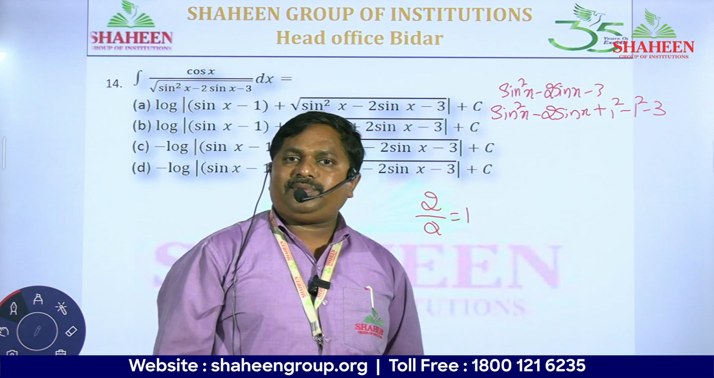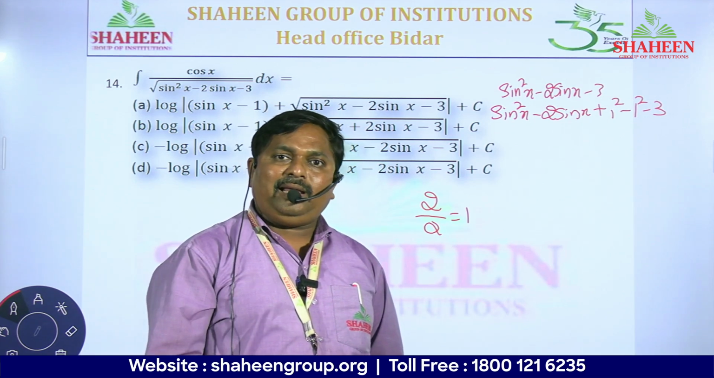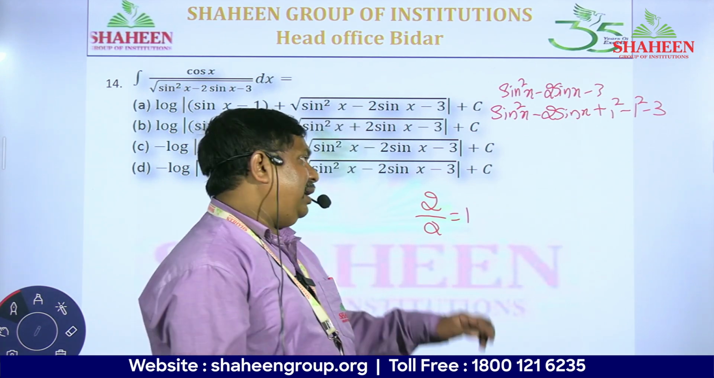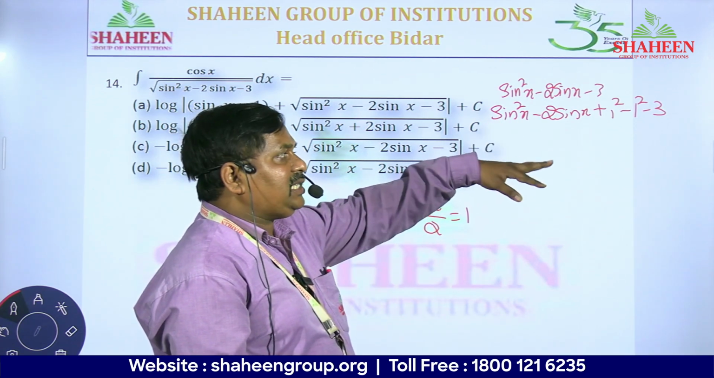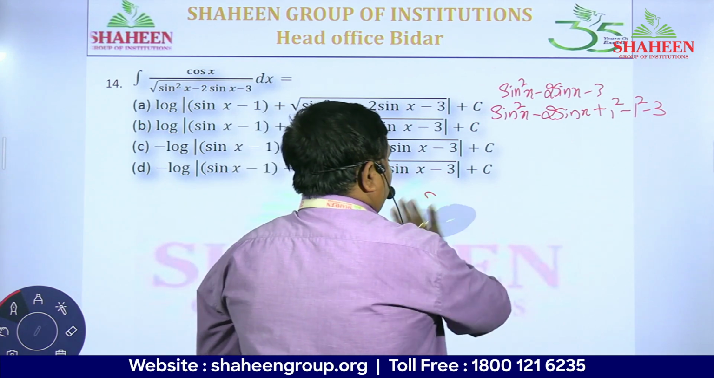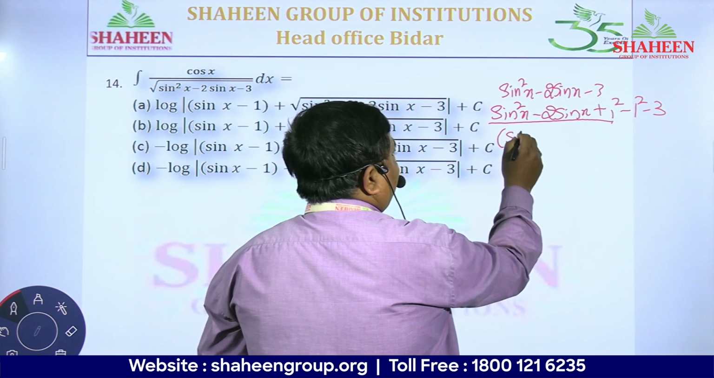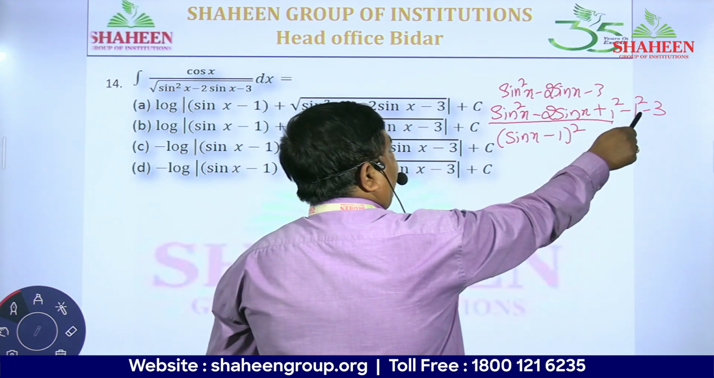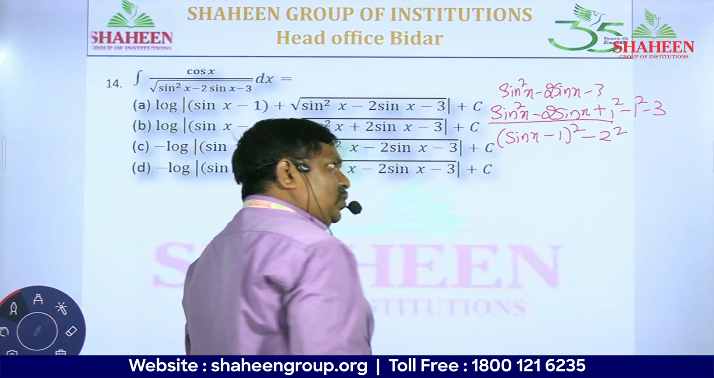The first two terms are in the form of a square minus 2ab. We need to identify b, and adding b square and subtracting b square, it becomes (a minus b) whole square. So the b value is half the coefficient of sin x. The sin x coefficient is 2 and its half is 1. Adding 1 square and subtracting 1 square, together the first three terms become (sin x minus 1) whole square. And 1 square is 1, minus 1 minus 3 is minus 4. Minus 4 can be written as minus 2 square.